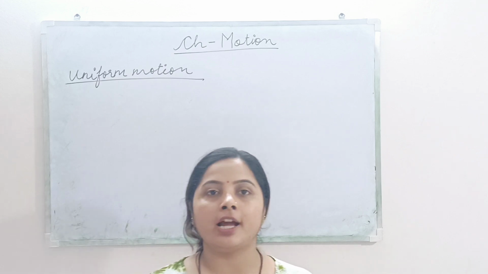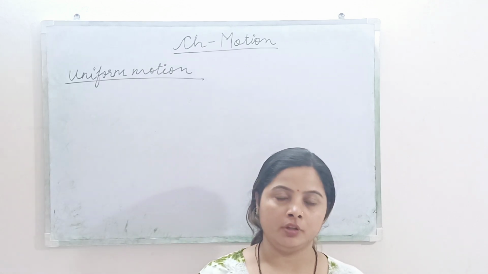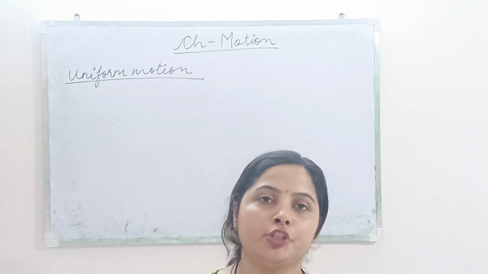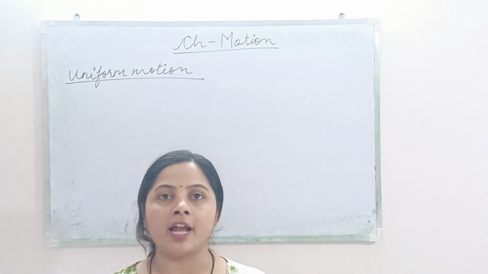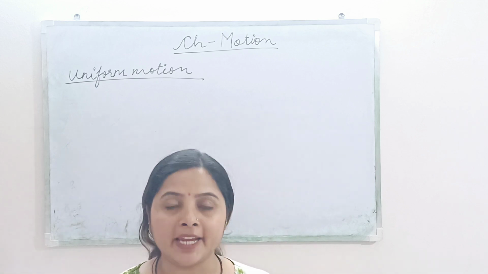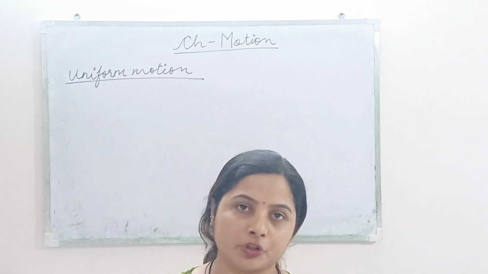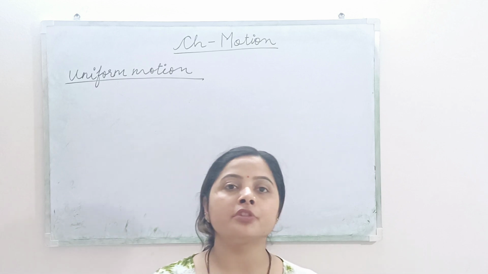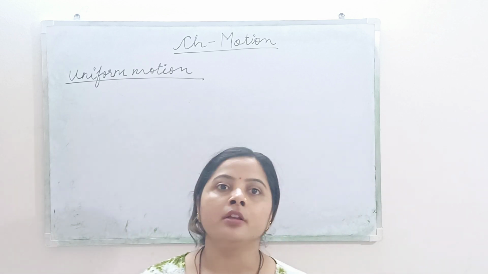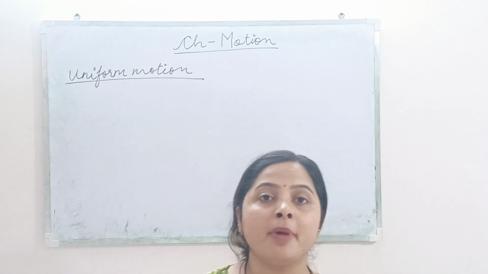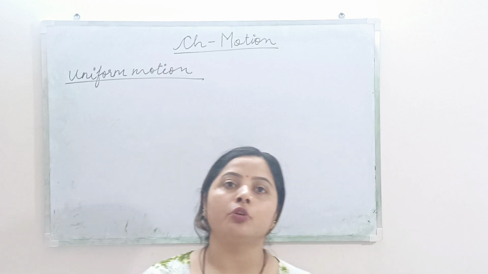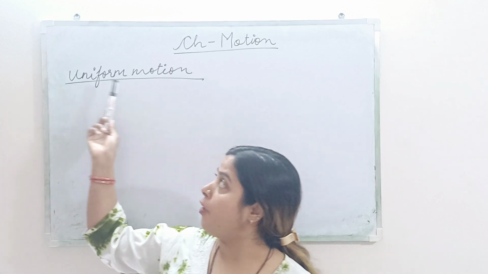So children, as you know that we are studying chapter motion for class 9 and I have already uploaded part 1 video for chapter motion. If you haven't seen that video, please go and watch that video, and this will be your second part of chapter motion. Now in this video we are going to study what is uniform motion, what is non-uniform motion, what are the differences between uniform and non-uniform motion, and speed of the object. Clear? So the very first topic is uniform motion.